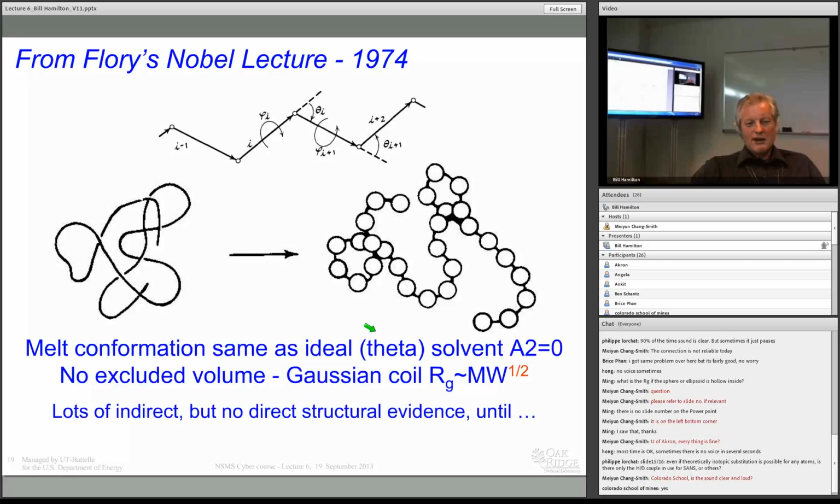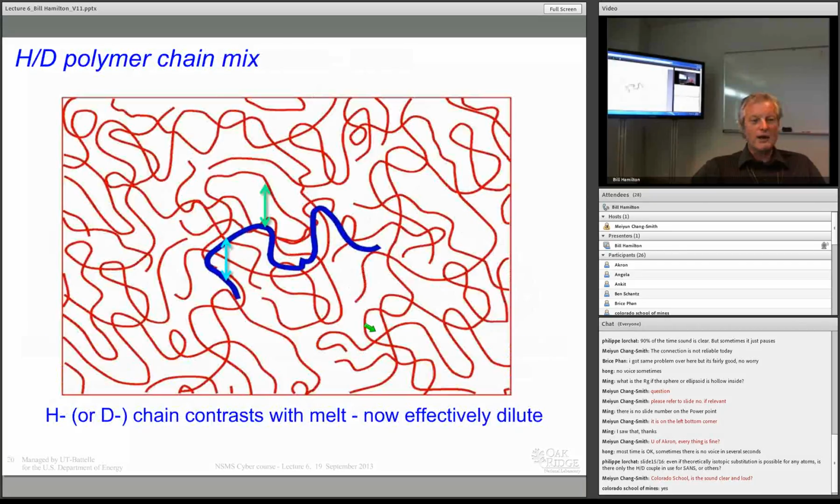And there was a lot of indirect evidence for this. Flory was a very bright guy, but there was no direct evidence. And the reason he probably got the Nobel Prize in 1974 rather than a few years later was because at about the same time, or about a year or so before he got this, people started doing exactly what I suggested a few minutes ago.